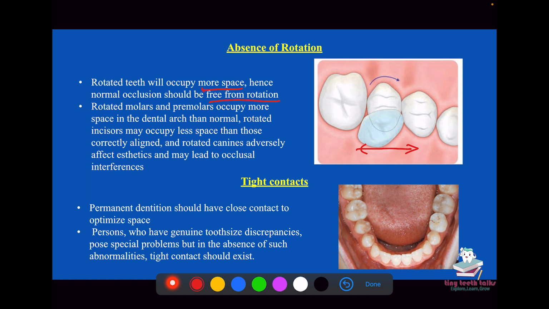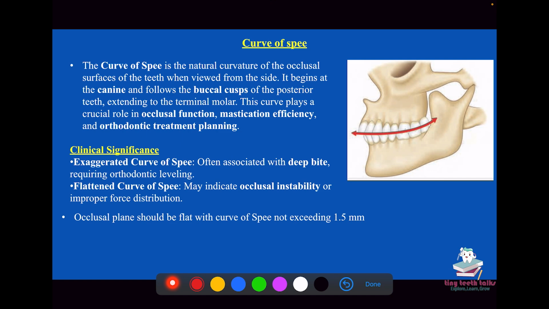Tight contacts. Permanent dentition should have a close contact to optimize space. Persons who have genuine tooth size discrepancies pose spatial problems, but in the absence of such abnormalities, tight contact should exist.